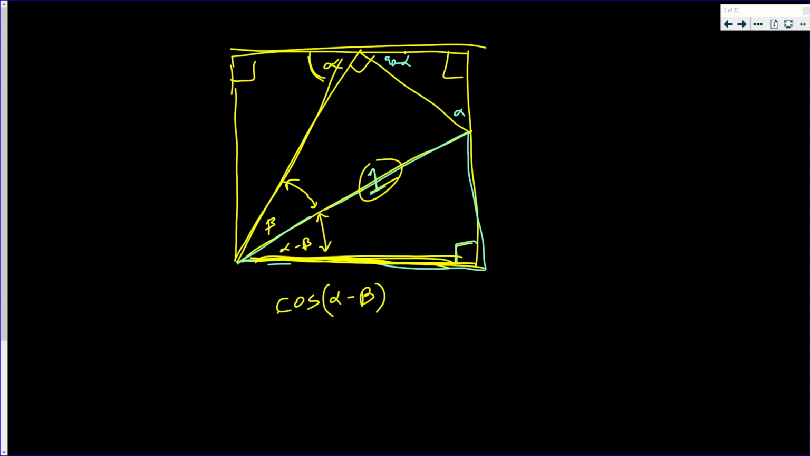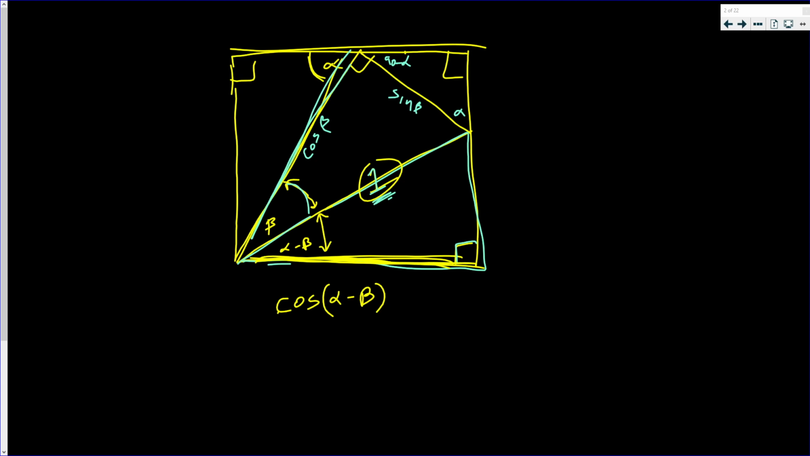Now, if we talk about this side right here, with respect to angle beta, it's the cosine of beta over 1. That side is just cosine beta. Likewise, this side right here is sine beta.